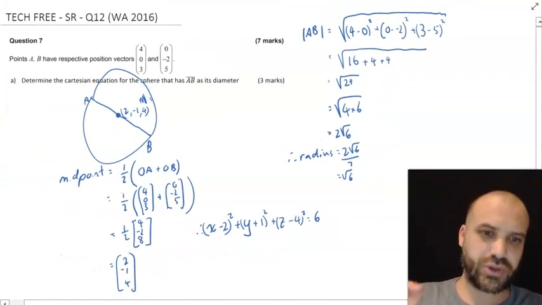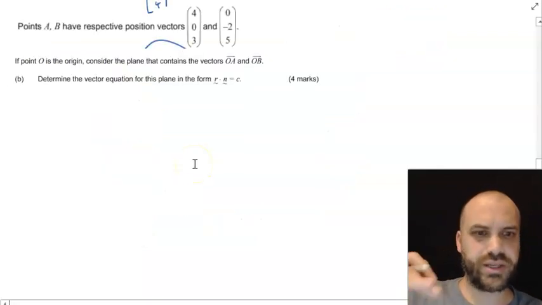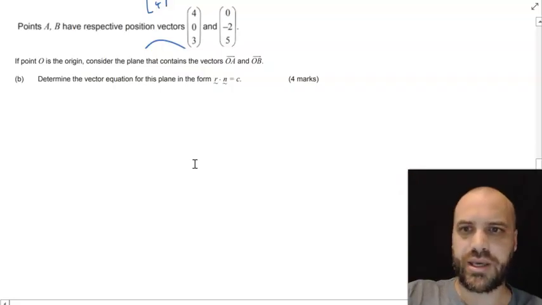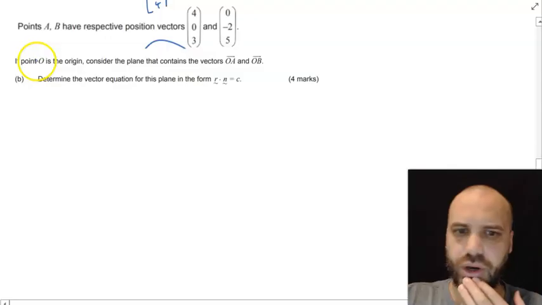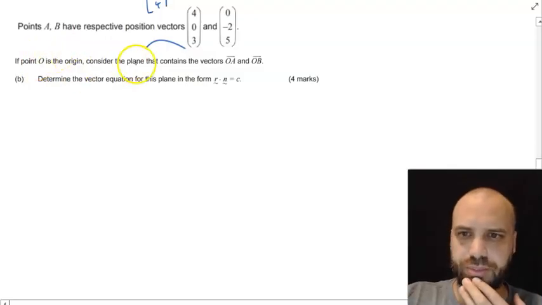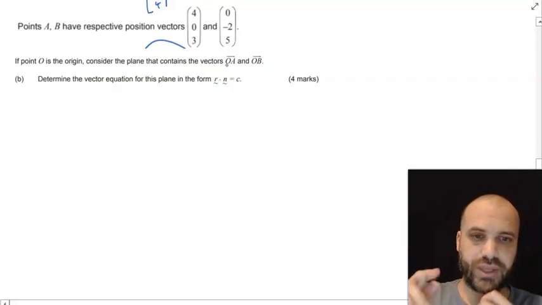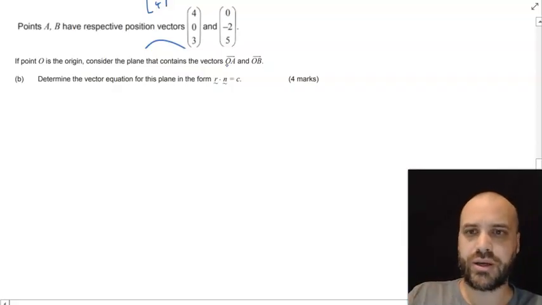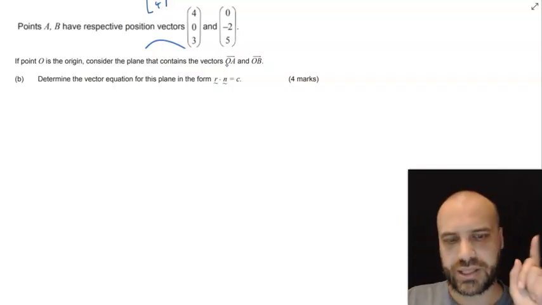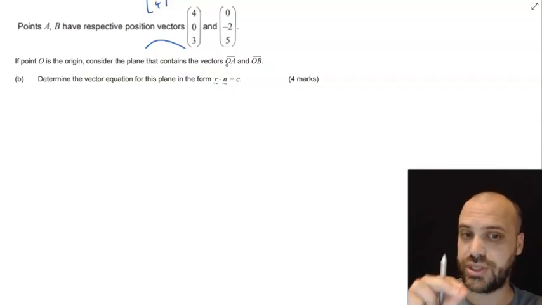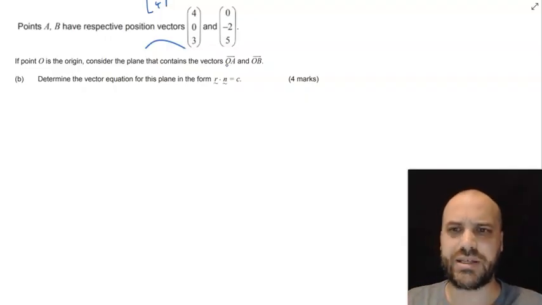All right, there's a little bit going on there, but nothing we can't handle. You see, I took a wrong turn, but I think it works out okay. Let's look at part B. And we're not really using any of the stuff from part A for part B, except for what was in the question, which is those points. Okay, if point O is the origin, consider the plane that contains vectors OA and OB. All right, so that means that point A is on the plane, point B is on the plane, but so is the origin. And that's going to become important for something at the end here.